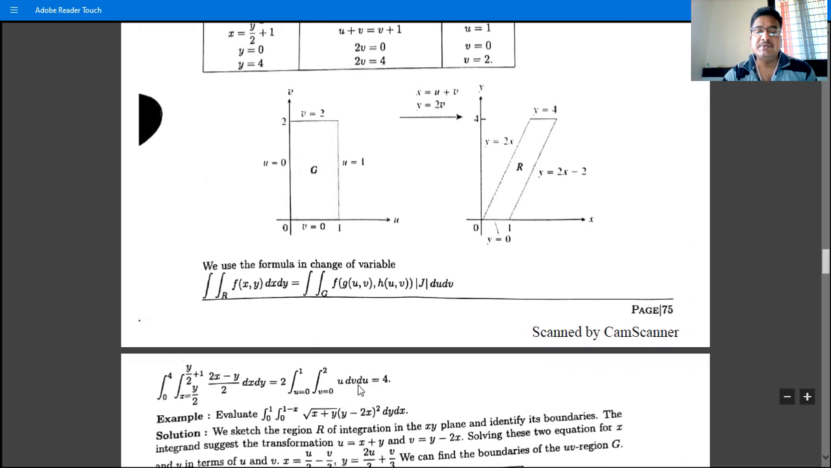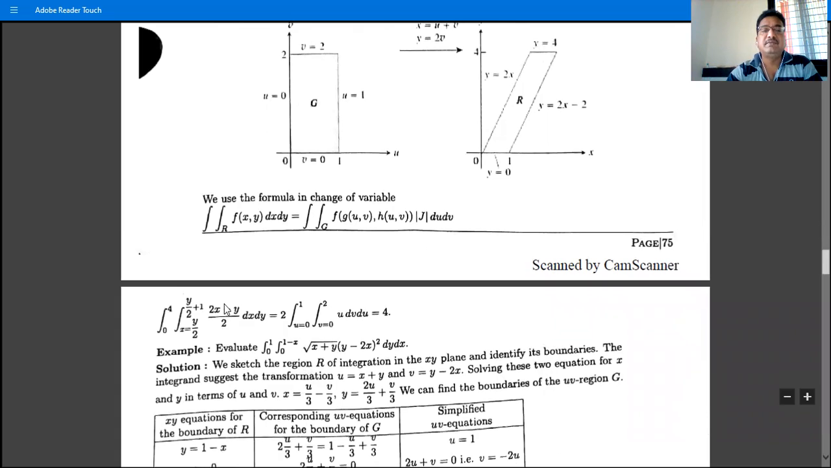if you have to integrate v first, then take a strip parallel to the v axis. Its one end touches v is equal to 0, and another end touches v is equal to 2. So v is equal to 0 to 2 is the lower limit and upper limit. And in order to cover this region, we have to move the strip from this point to this point, so u is equal to 0 to u is equal to 1. So the value of the integrand is 2u.